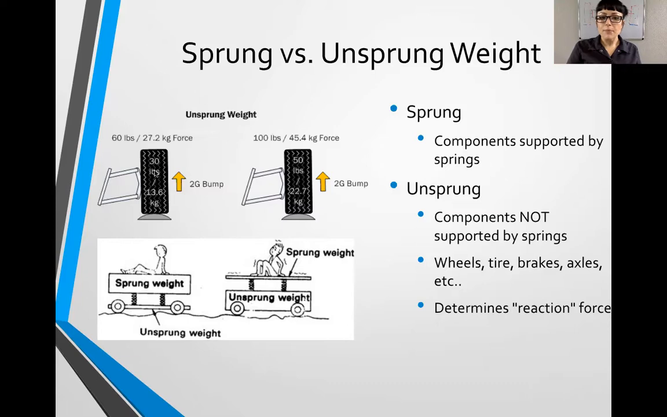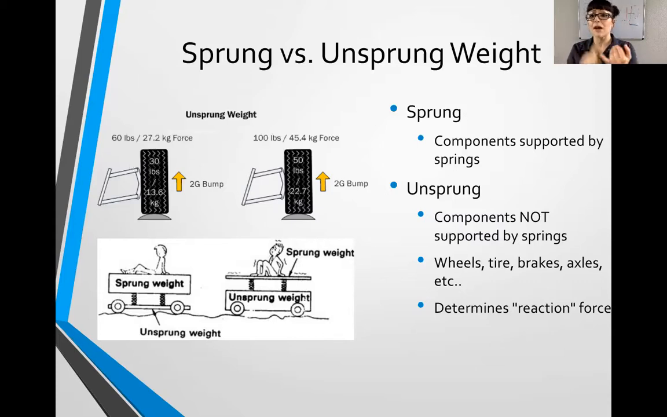So if you look here at my 30-pound tire and wheel assembly, if I hit a 2G bump, I'm going to get 60 pounds of force. If I increase that to 50 pounds, a heavier tire, maybe a steel wheel and a heavier tire, I change that immensely. Now I've got 100 pounds of force coming back into my passenger compartment, whereas with the lighter wheel assembly, I had 60 pounds coming into my passenger compartment.